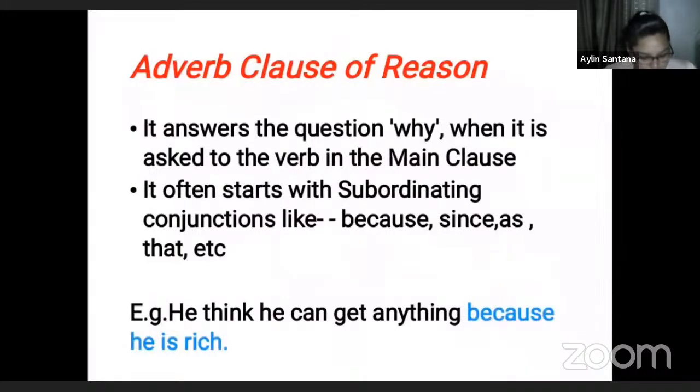Why does he think he can get anything? Like this, I asked the question. Think is the verb over here. Why does he think he can get anything? So the answer is because he is rich. So this is our adverb clause of reason. Here it tells the reason behind getting anything, because he is rich. So here because he is rich is an adverb clause of reason. So let's see the next one.